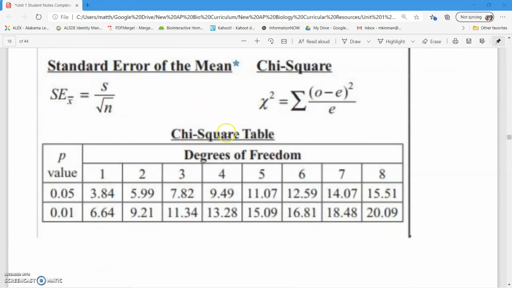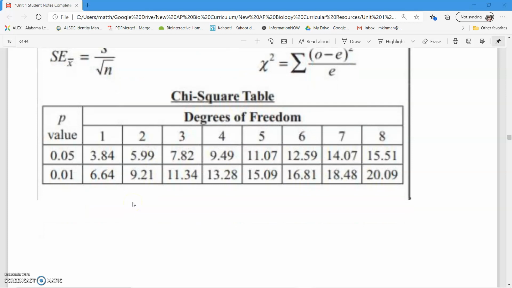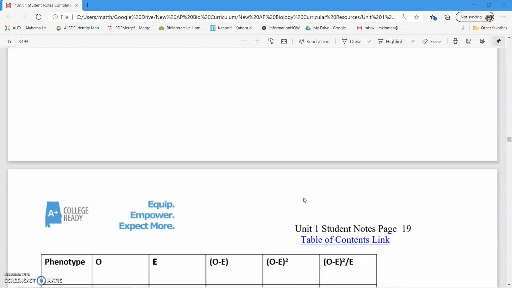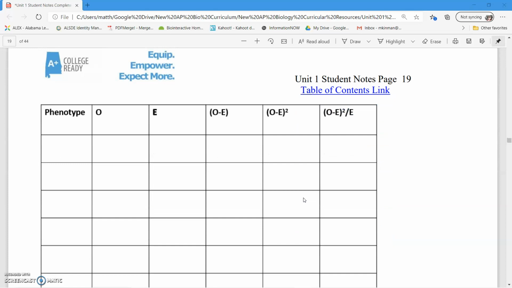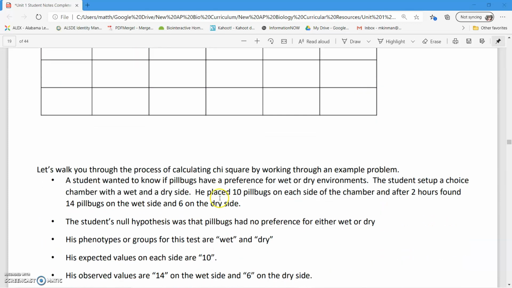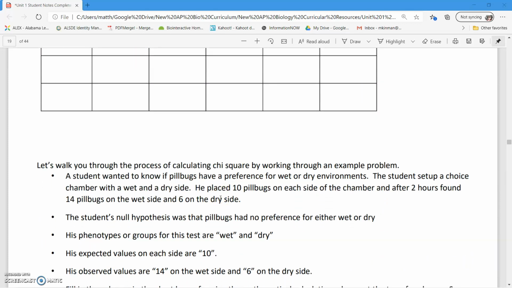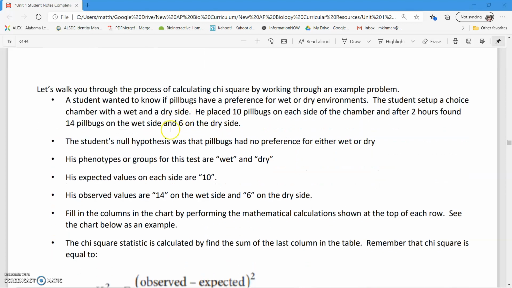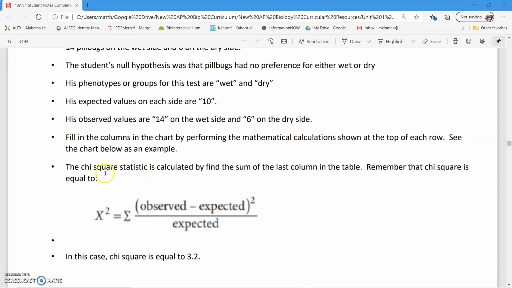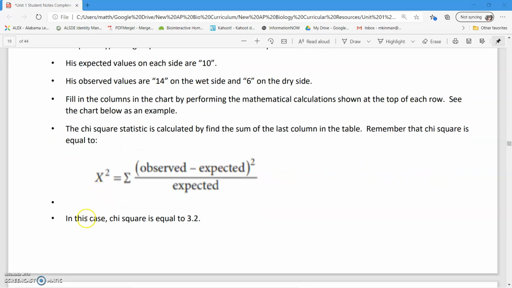All right, here's where it talks about finding the critical value. This is the formula for chi-square. We just worked it out in a data table that made it a whole lot easier to work through. We didn't really have to follow an order of operations because it was set up for us. And this is a practice problem that you should try if this is not making sense to you. All right, and here's more practice. Here it says the chi-square statistic is calculated by finding the sum of the terms. In this case, the chi-square is equal to 3.2.